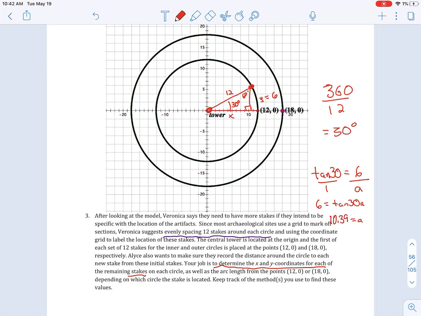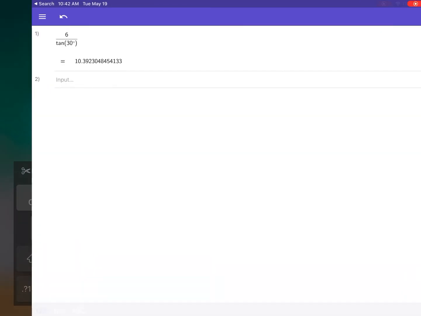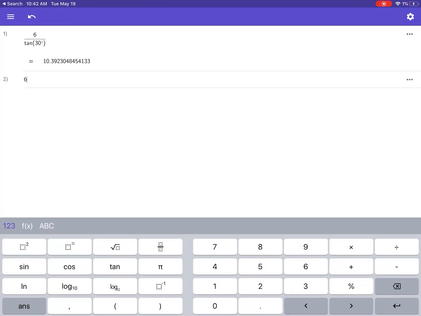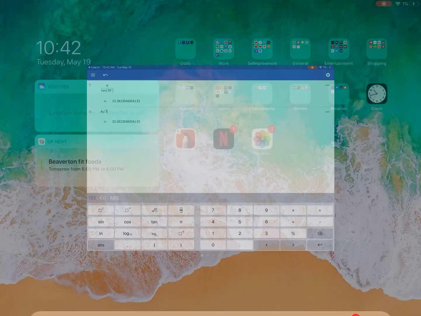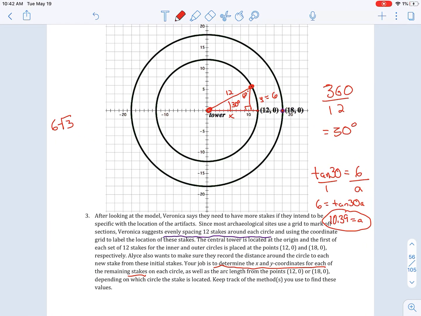Now, what's another way I could have done this? Don't worry, each one is not going to take this long, but I could use properties of a 30, 60, 90, and I know that the long leg of a 30, 60, 90 is the short leg times the square root of 3. So 6 times the square root of 3. So if I go back to my calculator now, what is, you could probably guess, 6 times the square root of 3? 10.39.